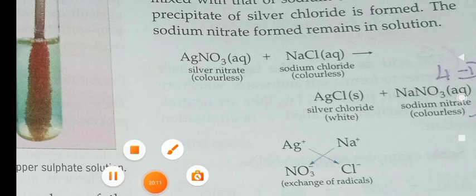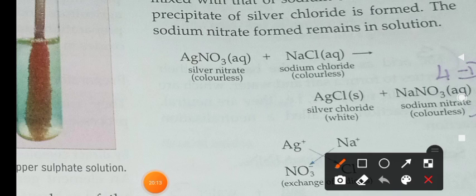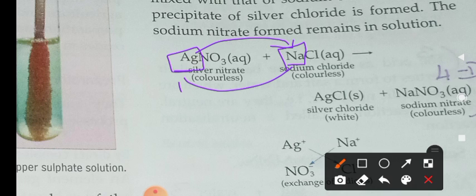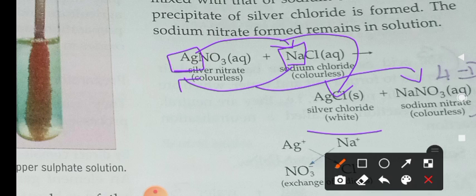Look at the equation. Here silver replaces the sodium; they get interchanged. So silver combines with chlorine to form silver chloride. And sodium replaces silver, and it combines with the nitrate to form sodium nitrate. Okay children, did you understand? So in double displacement, two elements displace each other, and that is called a double displacement reaction.